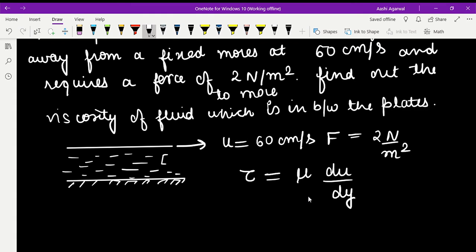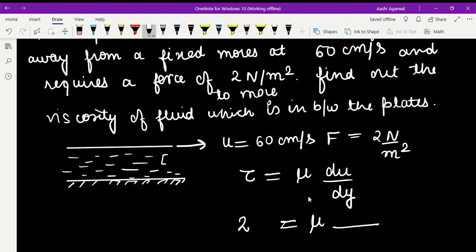Applying Newton's law of viscosity on this fluid, tau is nothing but shear stress, that is nothing but force per unit area. So here already it is given to us as 2. Now mu is something which we have to find.